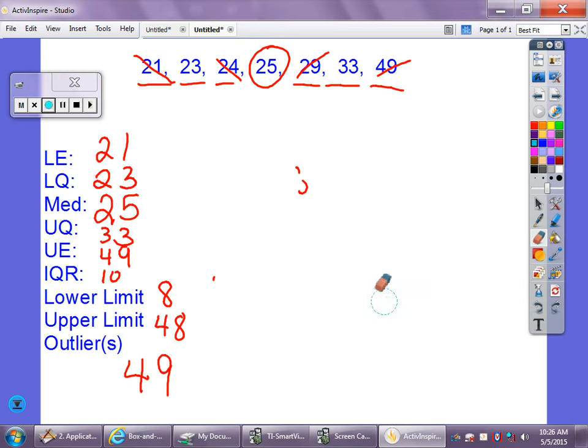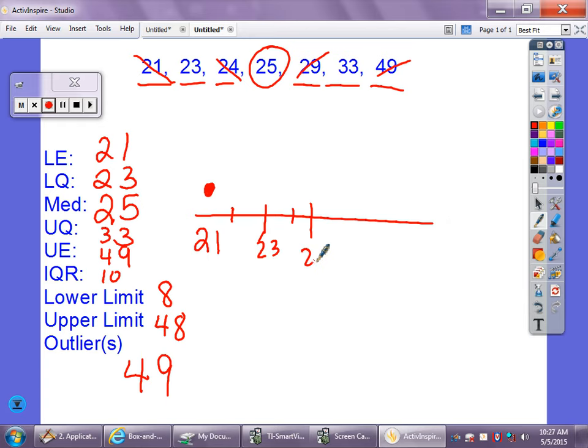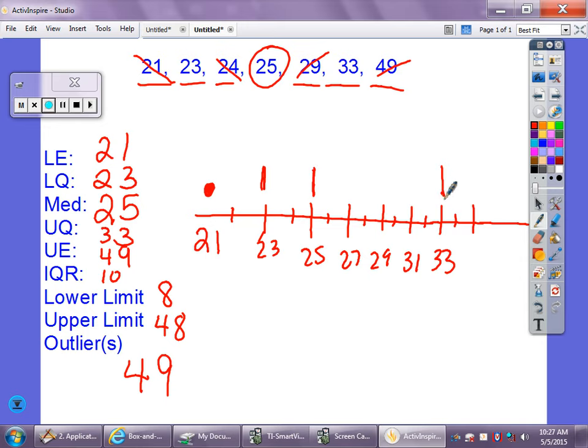Okay. So we start with the lower extreme, and that fits within the limit, so it gets a dot, so 21. And then my lower quartile, if we have a number line, 23, 25, 27, 29, 31, 33. And it keeps going. Okay, so 21, 23 is my lower quartile. My median is 25. My upper quartile is 33. I can connect on this end.